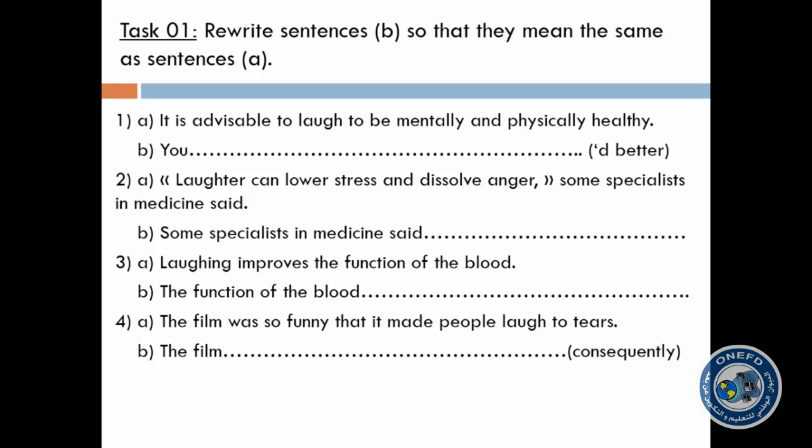So let's take a look at the sentences. Sentence 1. Sentence A: it is advisable to laugh to be mentally and physically healthy. Sentence B, you start with you, and you rewrite sentence A using had better or 'd better.